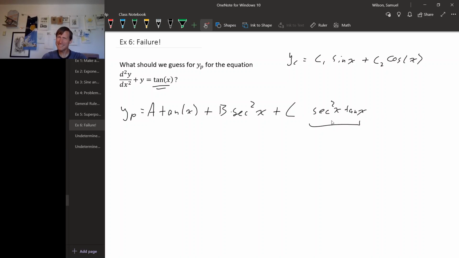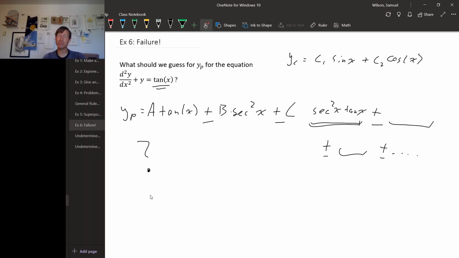But if we plug this into the differential equation, we get the derivative of secant squared x times tangent. So we get more stuff that we'd have to cancel. But then if we plug that in, we'd get even more stuff. So we have this sort of infinite chain of terms. And so how do we make sense of this infinite sum of functions? It's not clear that this infinite sum of functions even means anything. And so we really don't have a good guess for what the particular solution should be.